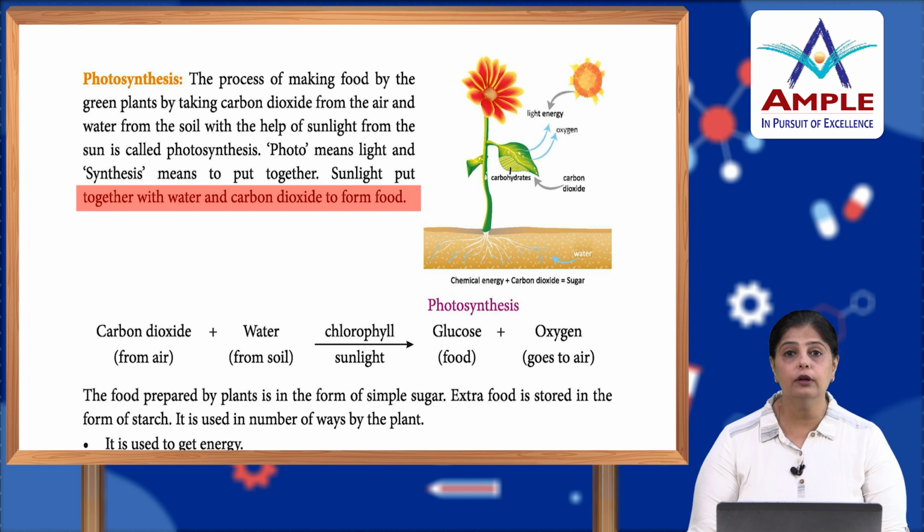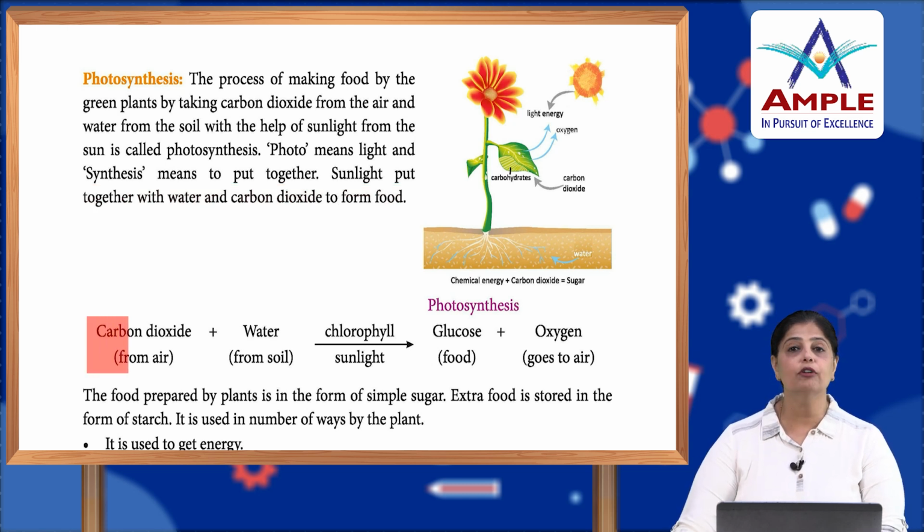Okay, so the process of making food in plants is known as photosynthesis, and this happens in the presence of sunlight, wherein carbon dioxide is taken, water is taken from the soil, and then food is prepared by the plants.